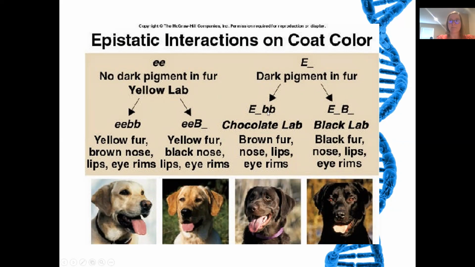And then these individuals here have the ability to make pigments in their coat and are either brown if they are homozygous recessive for that gene, or black if they are heterozygous or homozygous dominant. So that's epistasis.